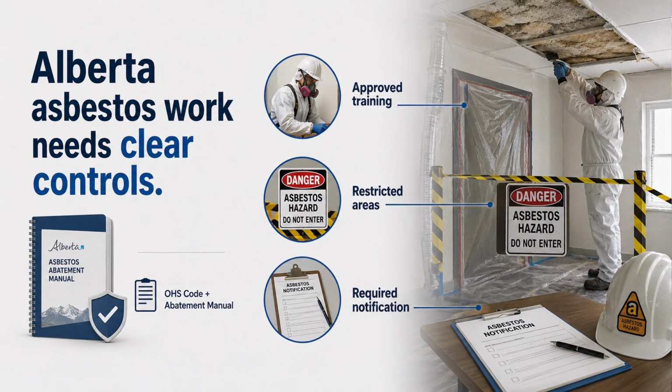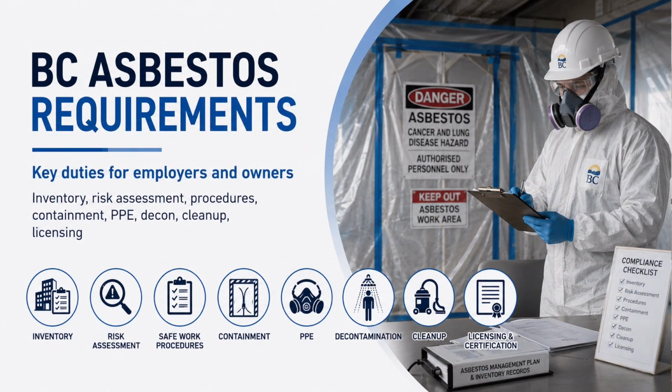In Alberta, this means connecting the Alberta OHS code and asbestos abatement manual to the actual work, including approved training, restricted areas, and required notification before work that may release asbestos fibers begins. In BC, employers and owners must address asbestos inventories, qualified risk assessments, safe work procedures, containment, PPE, decontamination, cleanup, and current licensing and certification requirements for asbestos abatement work.